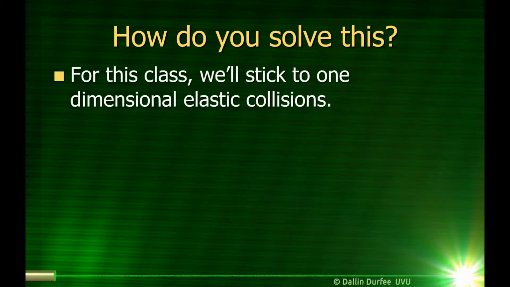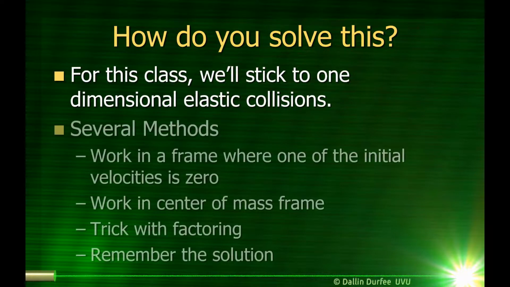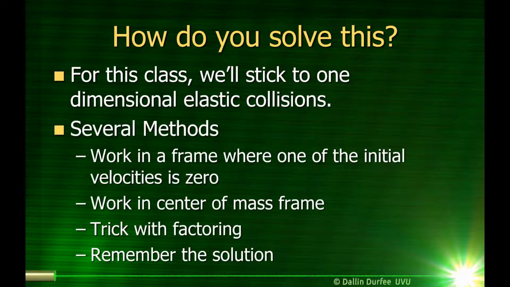First of all, for this class, we're going to stick with one-dimensional elastic collisions. We're then not going to have to worry about vectors in the momentum equation. With that simplification, there are several methods we can use to find the final velocities in terms of the masses and the initial velocities. One way to do that is to work in a reference frame where one of the initial velocities is 0.